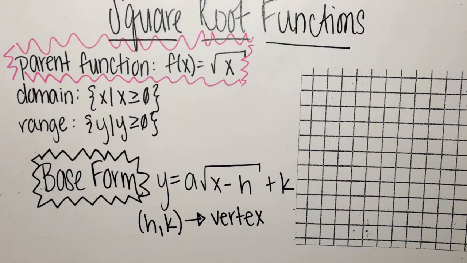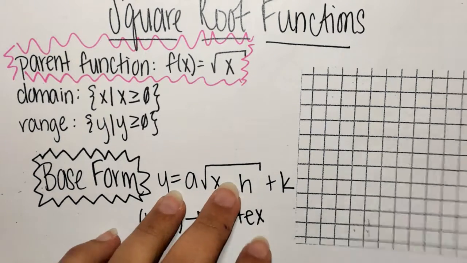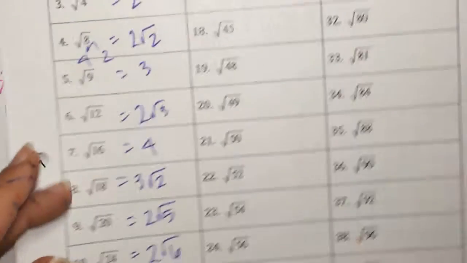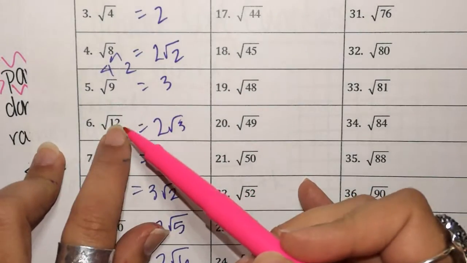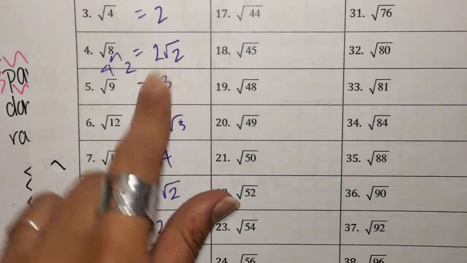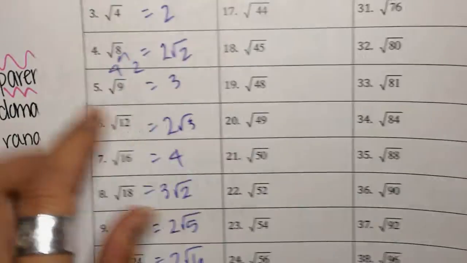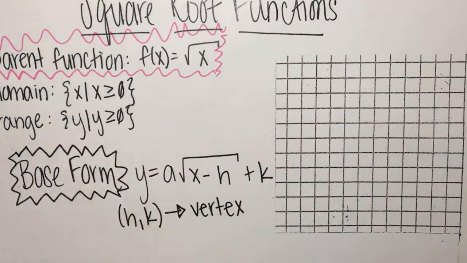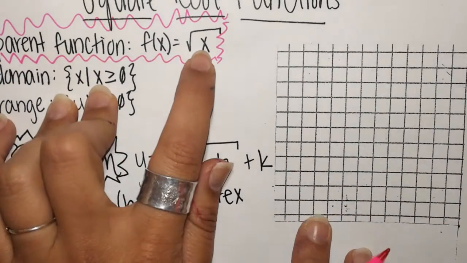Now, your homework last night, that worksheet, was to take the square root of these numbers. And when you take the square root of 12, you got a decimal, right? And when you take the square root of 8, you got a decimal, unless you simplified it. So what we're going to be doing today, instead of graphing decimals, we're only going to plug in perfect squares into x.